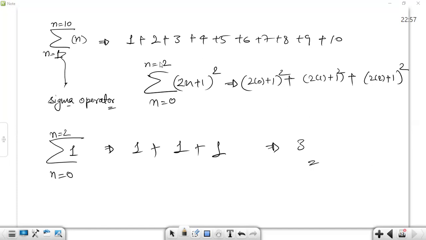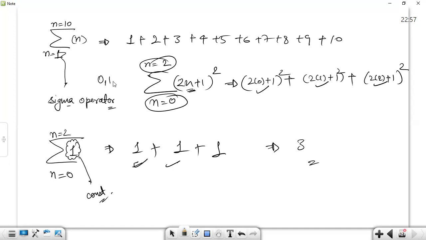Yes, sir. Basically, this is a function, but here this is a constant function, which is not changing with n. So the output will remain the same. Earlier, the function was dependent on n, so the output was changing with different values of n. Now these two values are the upper and lower limit. The n will start from 0 and then 1 and then 2. Here, not from 0, from 1, then 2, then 3, then 4, then 5, then 6, then 7, like this.